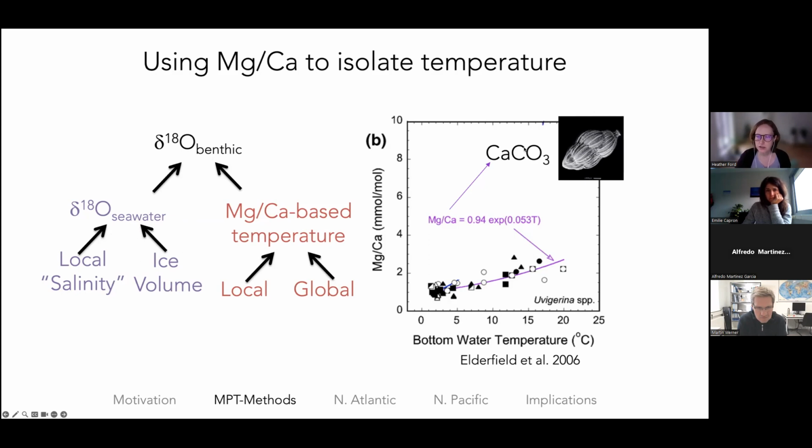And so this is based on the temperature dependent magnesium substitution into the calcite lattice. So here you have magnesium calcium on the vertical axis, and on the horizontal axis you have temperature. And you can see that as temperatures increase, there's more magnesium that substitutes into this calcium lattice. So we can use that relationship to reconstruct temperature and then get out this delta H2O seawater component and start to decouple some of these local versus global signatures in temperature versus the delta H2O seawater.